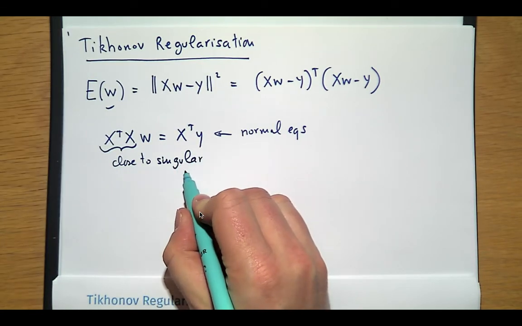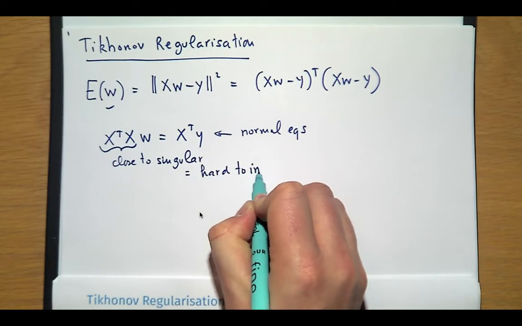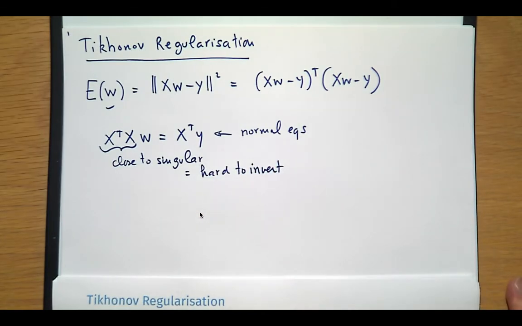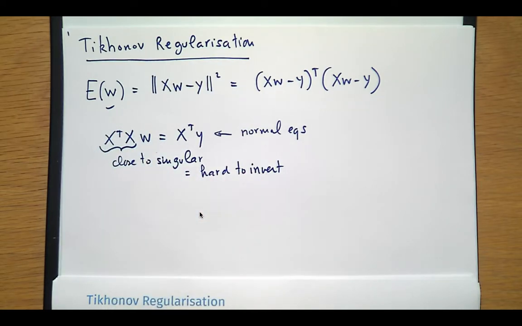And singular means hard to invert. So that was kind of the issue we had. The way Tikhonov approached the problem was to say, what we need to do is to add some kind of penalty on the weights. When we try to invert this, there are too many options for W, and so we need to constrain what the choice of W should be.